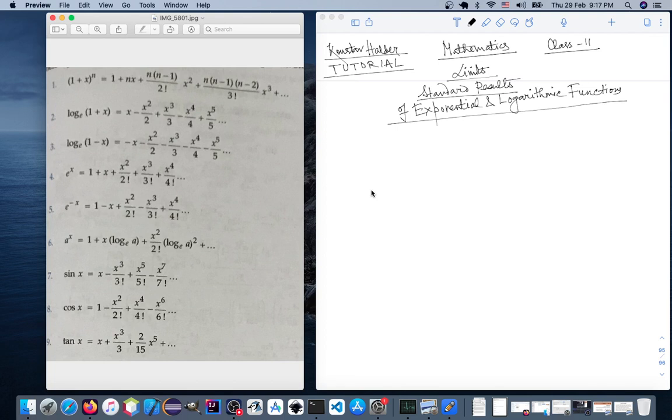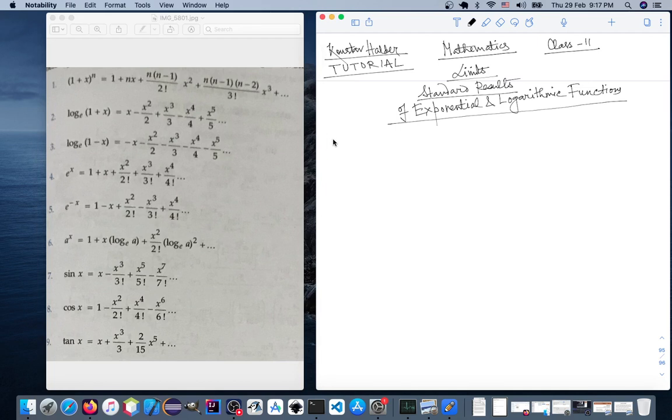But using these expansion series may not be allowed in your board exams, so be careful about it. But definitely for competitive examinations, you can always use these expansion series, as they are very handy and they minimize the computation a lot. So for the exponential and logarithmic functions, we primarily have two standard results.